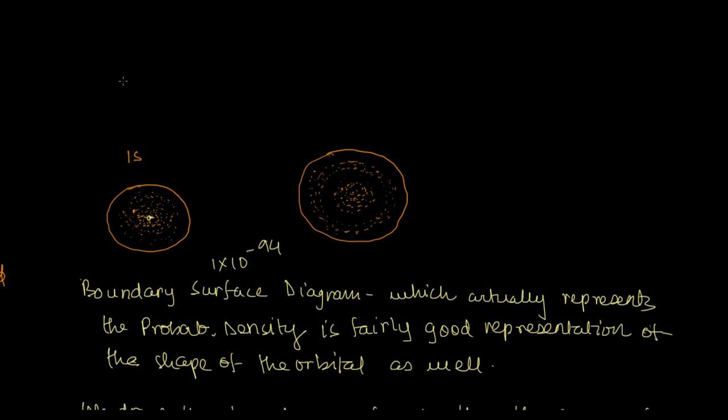Now you will understand why the m value for s goes down to 0. Why? Because it is symmetrically placed. So its orientation is only 1. Understand? If there is a sphere, however you turn it, the orientation remains the same. So that's why that is only one. We'll soon see as we go to the p orbital that its orientation can change. So it takes 3 values, and d takes 5, and f takes 7.